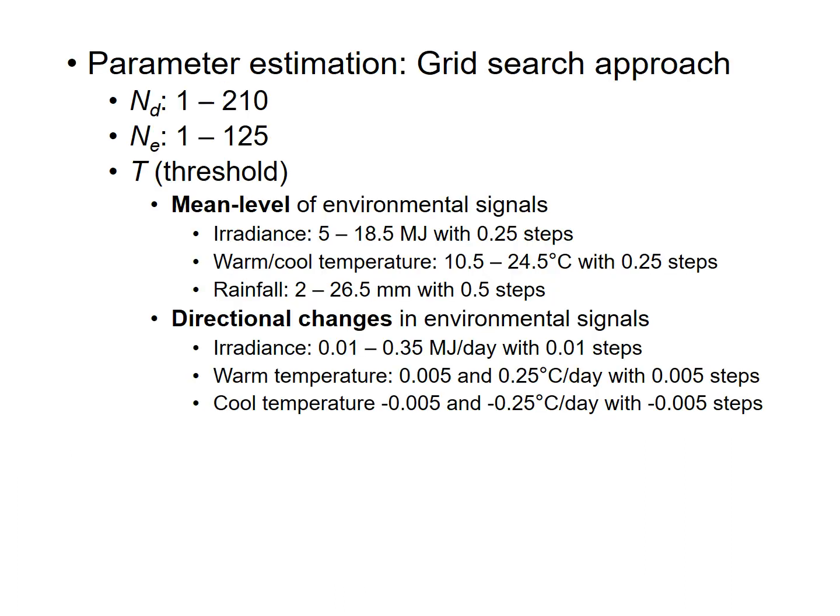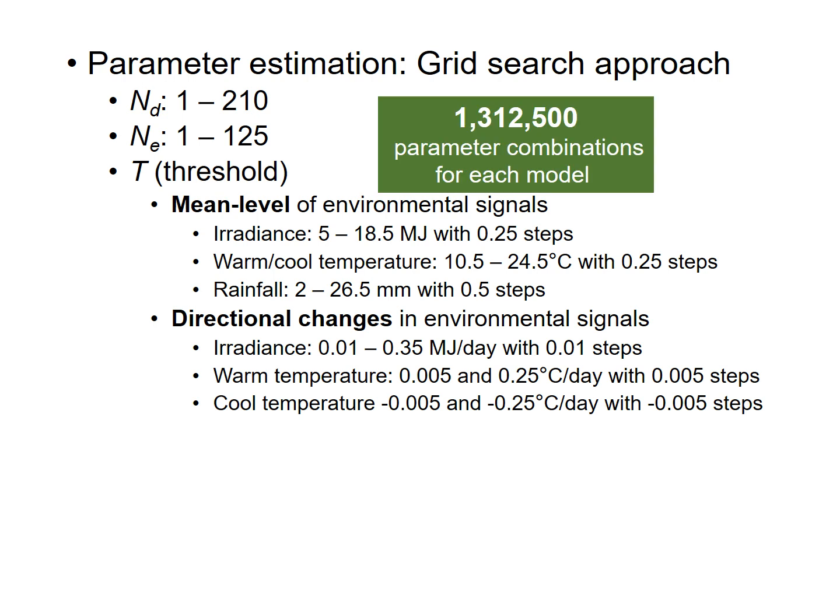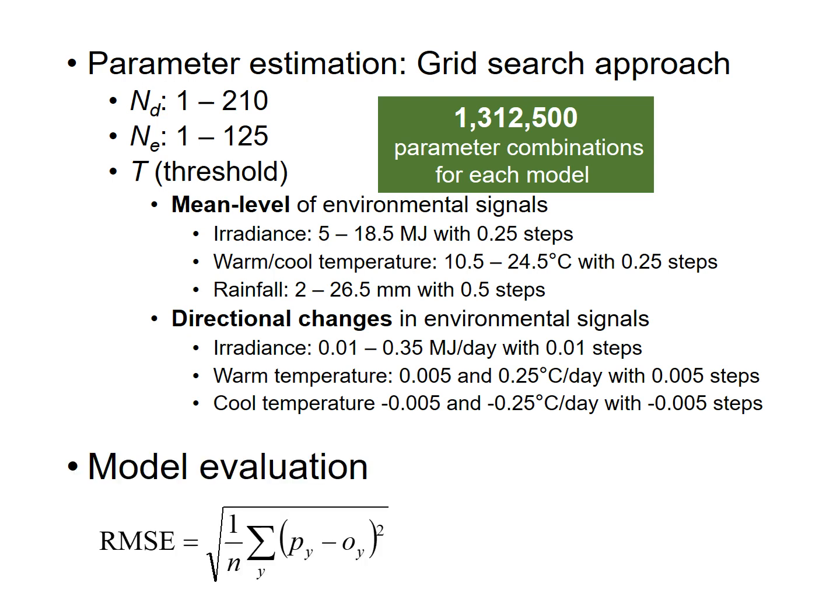We use a grid search approach to estimate parameter values of each phenomenological model. More than 1.3 million parameter combinations were evaluated for each model. We evaluate each parameter combination by calculating the root mean square error, RMSE, between predicted and observed FFDs. For RMSE values less than 1.5, we took that as strong evidence for that parameter combination, and RMSE values greater than 2 as weak evidence.